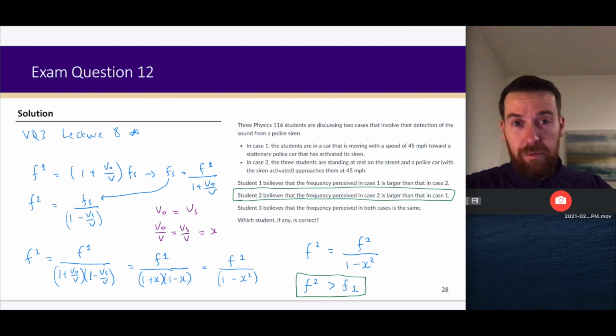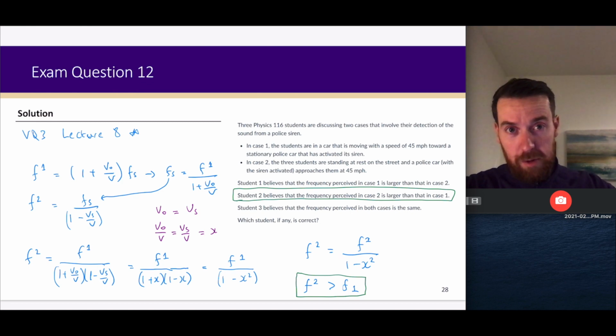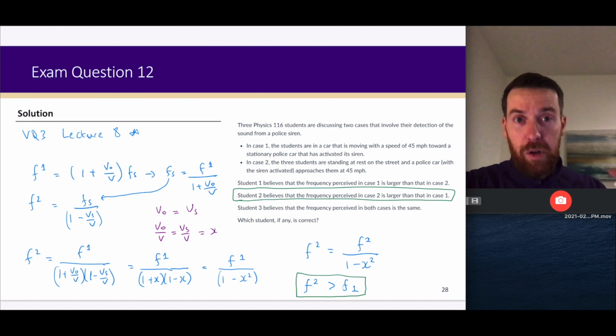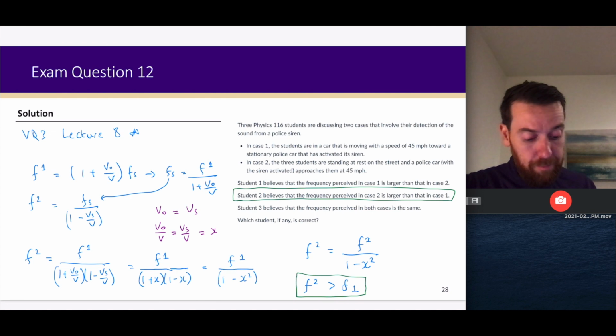If you have observers moving at the same speed in one case, and the source moving at the exact same speed in the second case, the case in which the source moves gives us a larger perceived frequency. So that was the key to the question. F2, case 2, will lead to a larger value. Okay, I'll leave the question there and follow up with question 13.